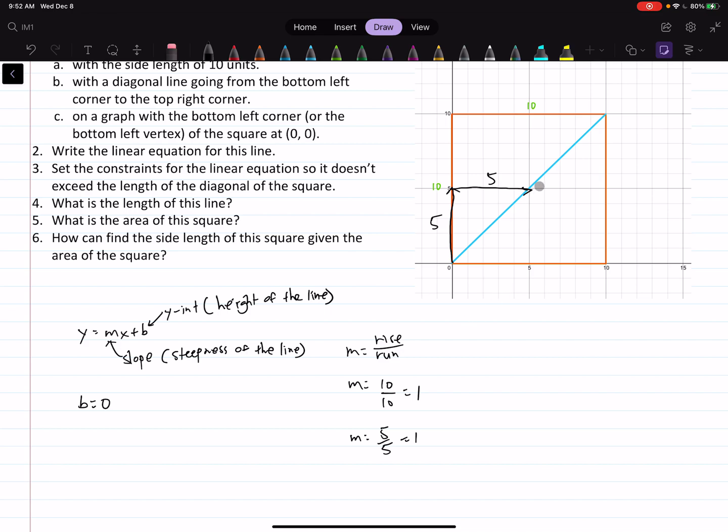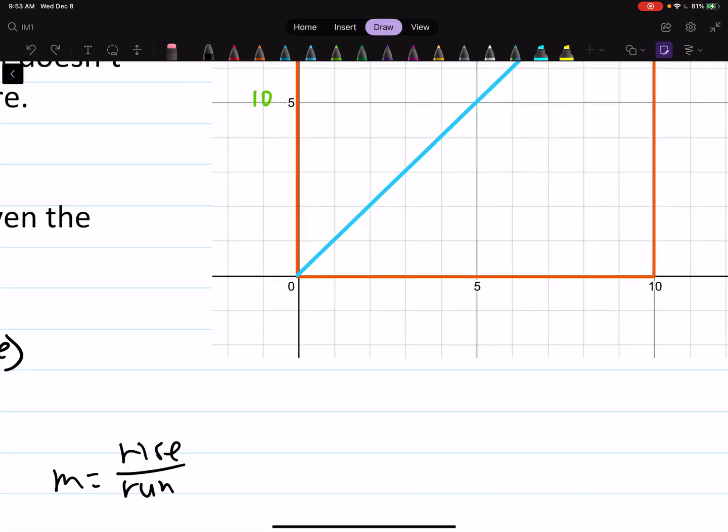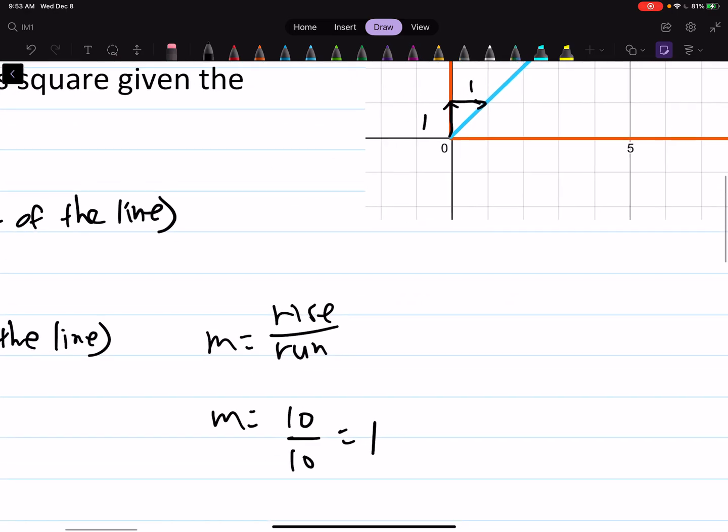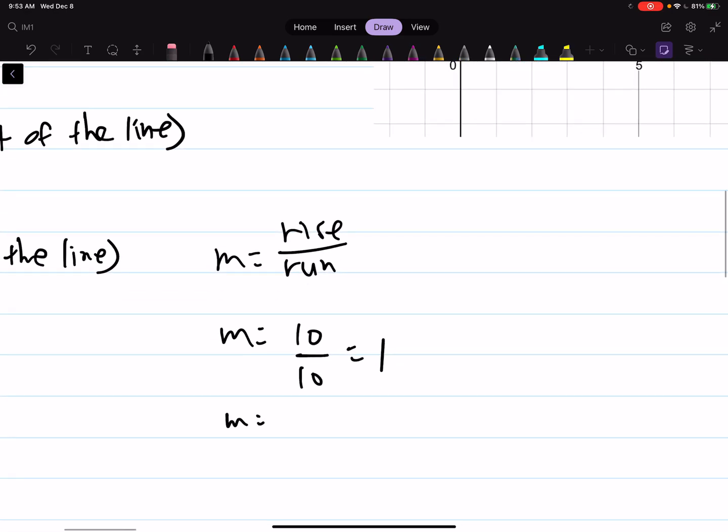Or if I choose another number, I could do this one. If you take a look here, I'm rising 1 and running 1. So that's 1 over 1, and 1 over 1 is equal to 1. So it doesn't really matter which points you choose.